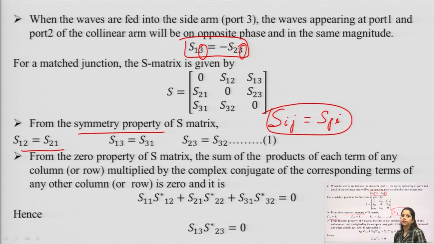This is our symmetric property. So S12 is equal to S21, S13 is equal to S31, S23 is equal to S32. Now this is our symmetric property, and from the zero property of a matrix, what the zero property says is the sum of the product of each term of any row or column. So let us see.